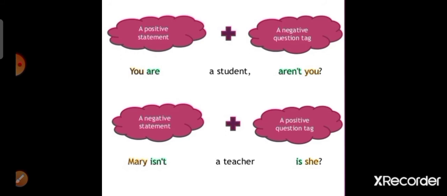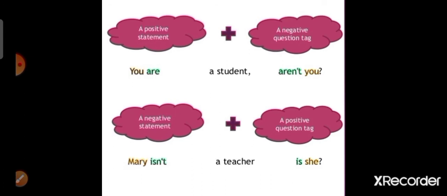Let's see an example. A positive statement with a negative question tag, and also a negative statement with a positive question tag. These are the rules we should learn. A positive statement: you are a student. If we have a positive statement, we should use a negative question tag. Okay, this is the first rule.